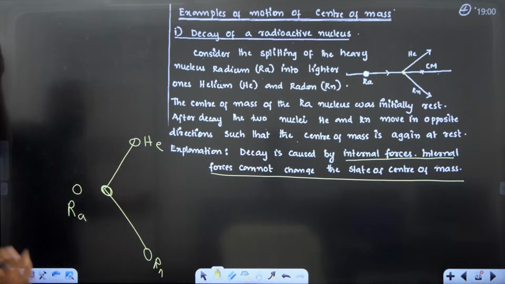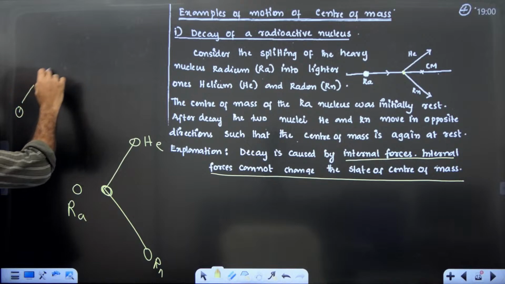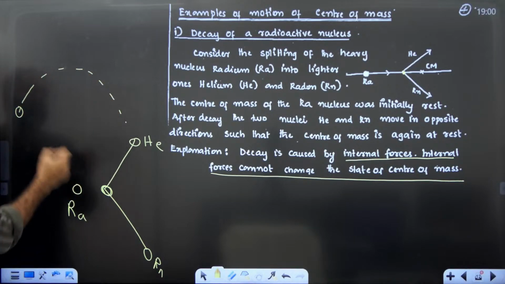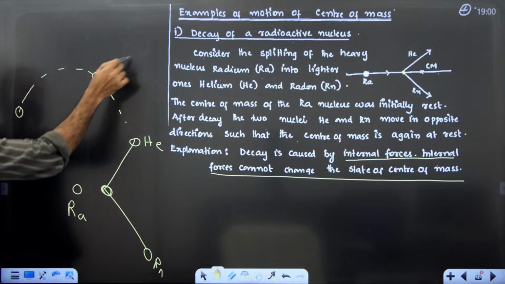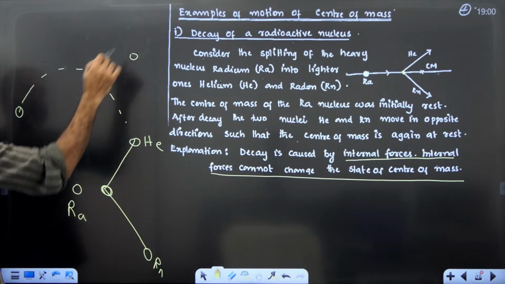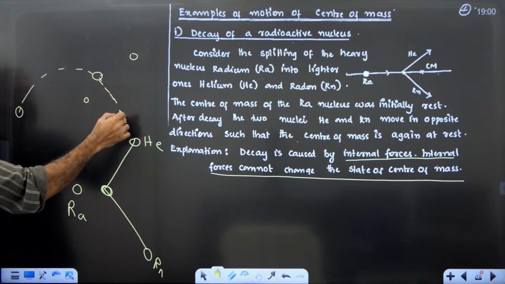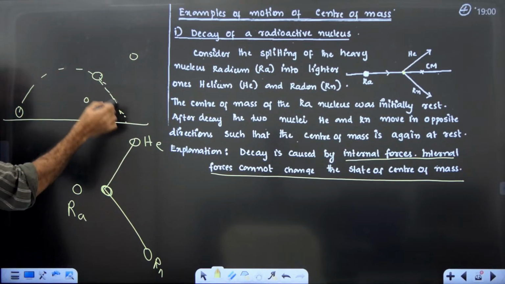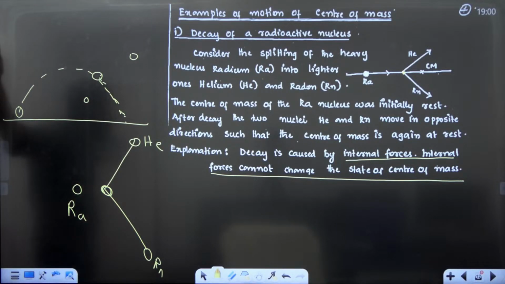I can give you another example. Suppose a bomb shell is moving in a projectile path. At a particular point, the bomb shell explodes into two parts. They will move in opposite directions. So what happens to the center of mass? The center of mass will continue in the same position. Again, the explosion is caused by internal forces. Internal forces cannot change center of mass.